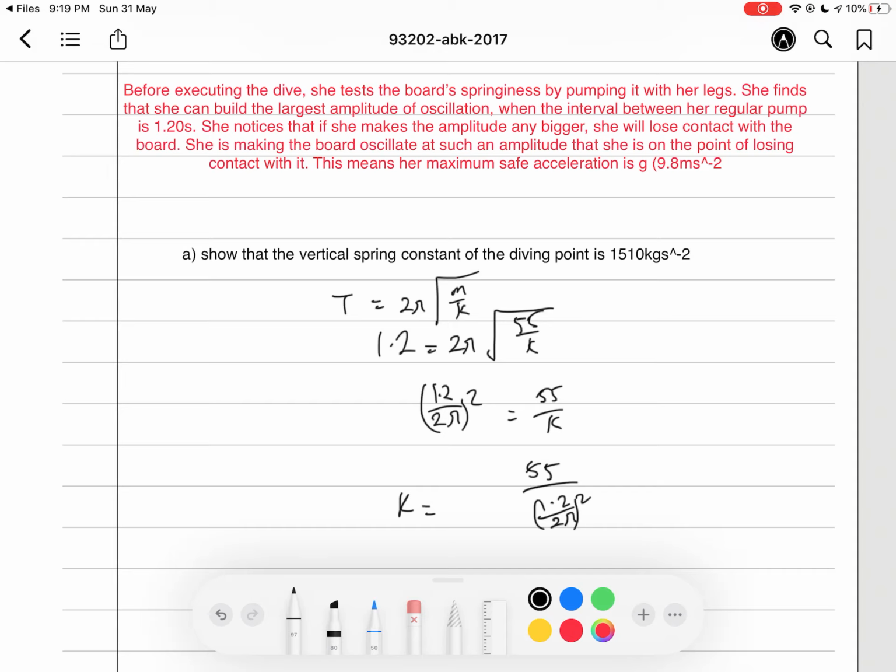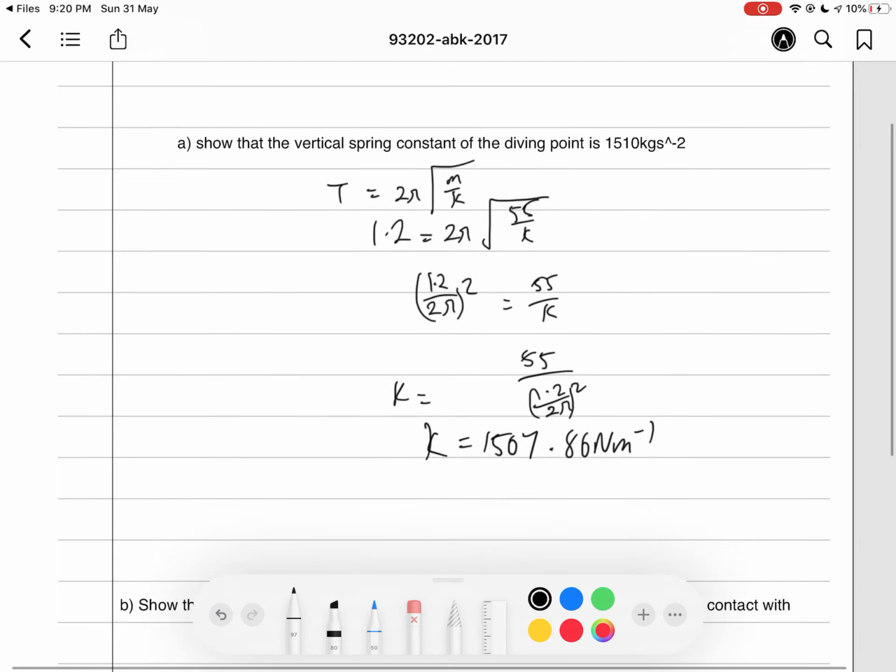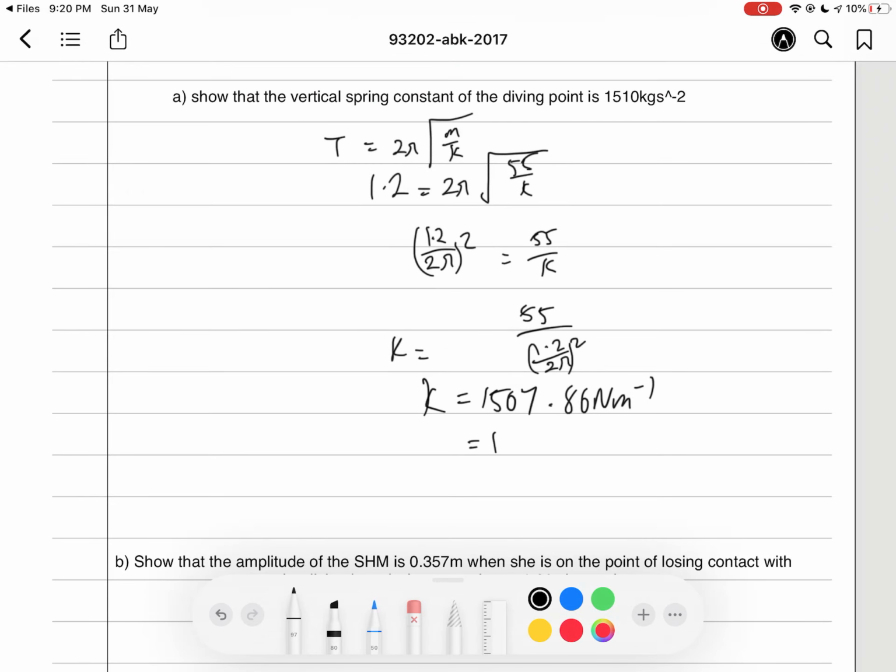Right, so 1.2 divided by 2, squared. That gives us a k value of 1,507.86 newtons per meter, and that gives us 1,510 newtons per meter if we round it to 3SF. And this is definitely just an achieved level question.